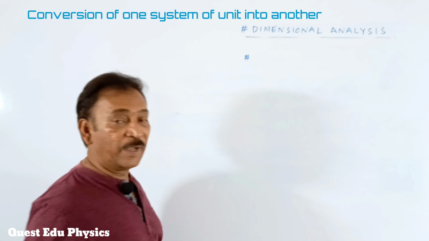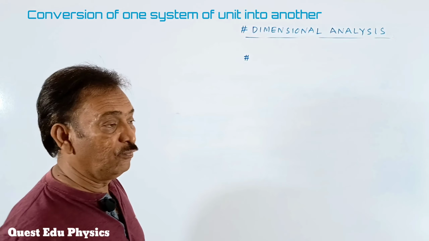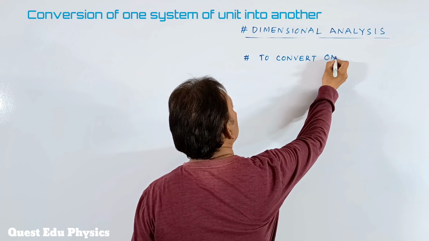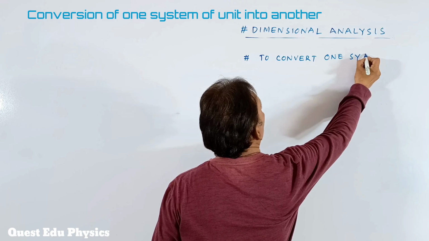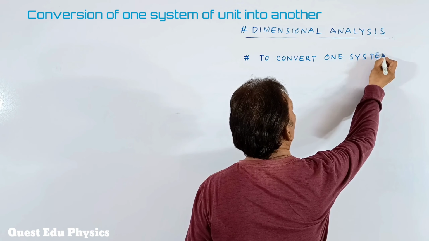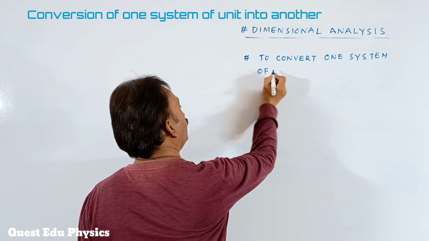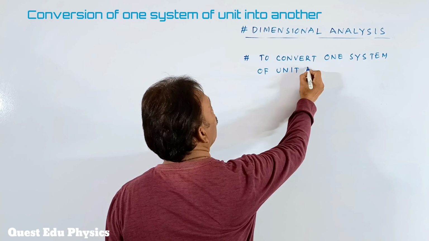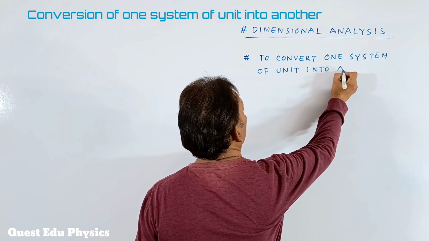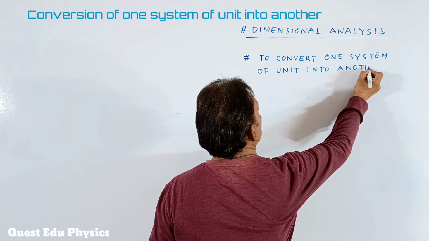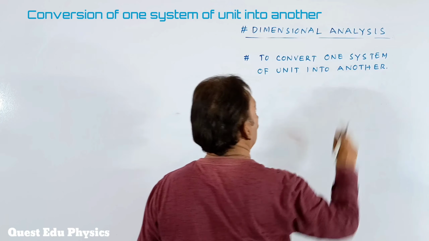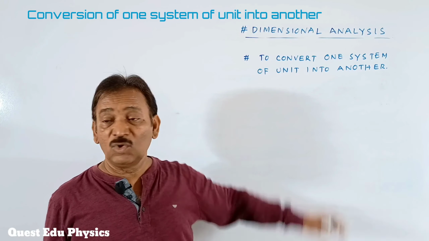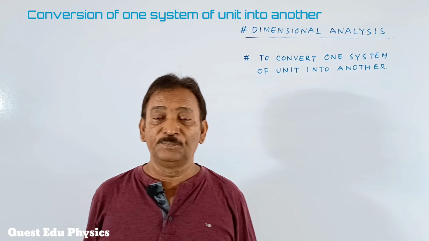In dimensional analysis, we come across a few different types to understand the dimension, students. One is to convert one system of unit into another. Okay, students, it tells us how to convert one system of unit into another.